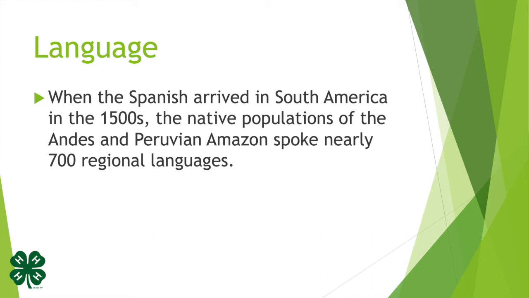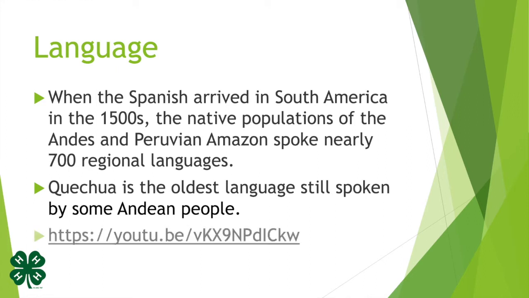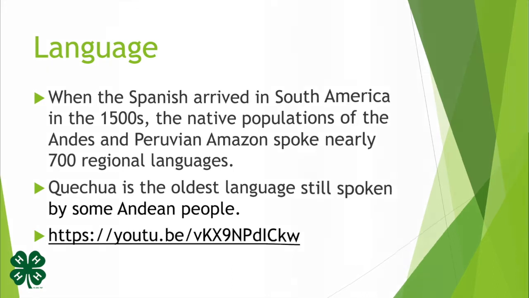When the Spanish arrived in South America in the 1500s, though, the native populations of the Andes and Peruvian Amazon spoke nearly 700 different regional languages. However, if you were to visit Peru today, most people would speak Spanish. Quechua, however, is the oldest language still spoken by some Andean people. This link is to a Peruvian professor who will go over some of the Quechua language words and how to pronounce them, words and phrases. So if you would like to learn more about how to speak Quechua, you can check out this link here.